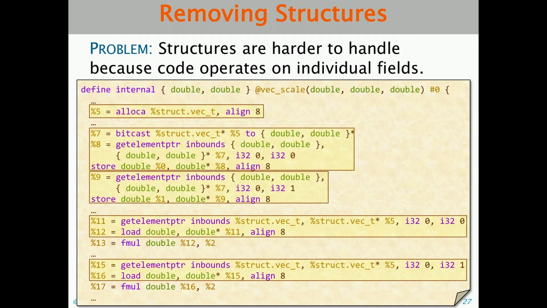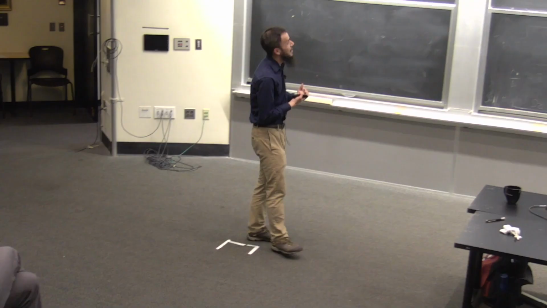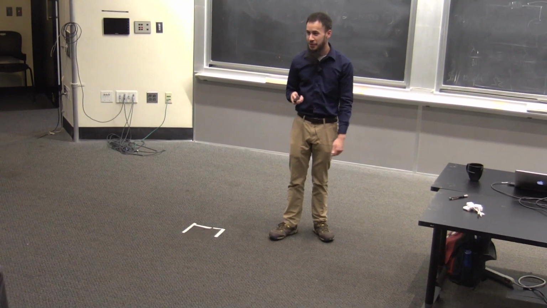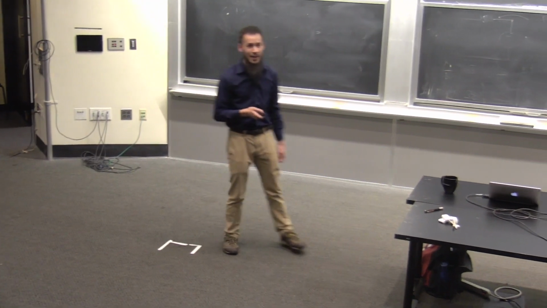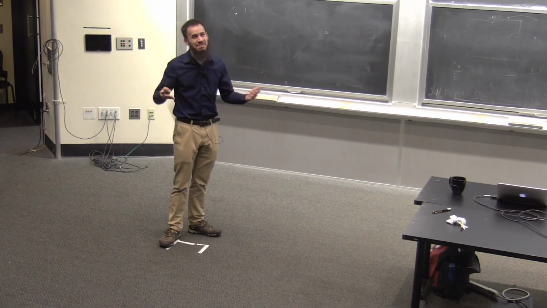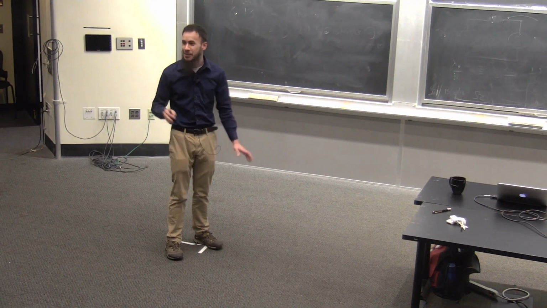Cross out %12, %6, and put in the relevant field. Cool. Let me phrase that a little bit differently. Let's do this one field at a time. We've got a structure which has multiple fields. Let's just take it one step at a time.